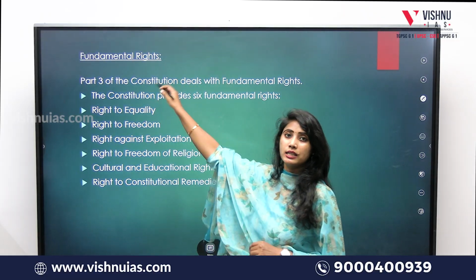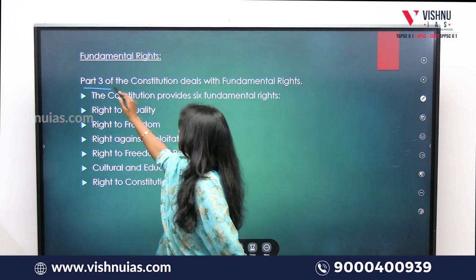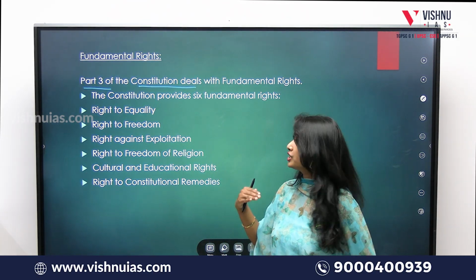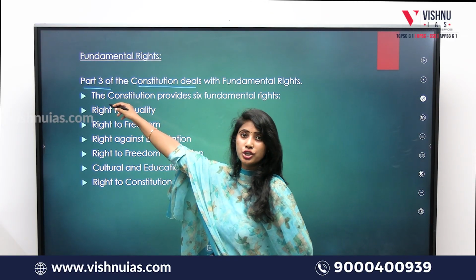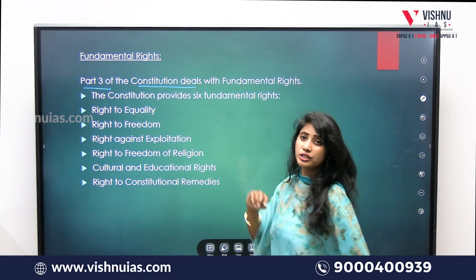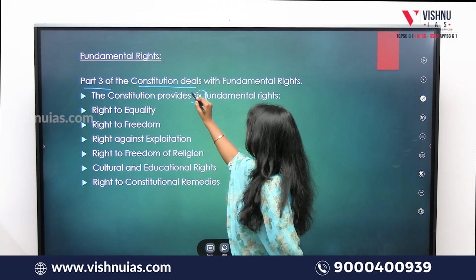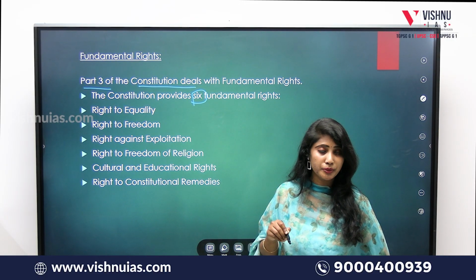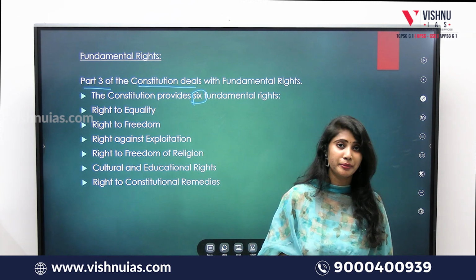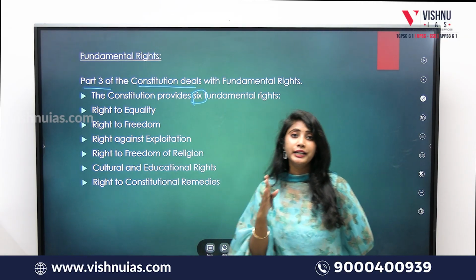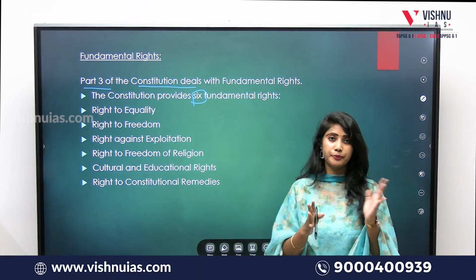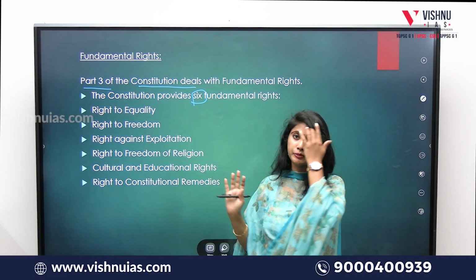These fundamental rights are mentioned in part 3 of the constitution. There are several parts in the constitution, and in that, part 3 deals with the fundamental rights. Remember this. And this constitution provides 6 fundamental rights. How many fundamental rights are there in our constitution? You have to say that 6 fundamental rights are present. Initially, there used to be 7 fundamental rights, but later on, right to property, which was previously a fundamental right in the constitution, has been deleted from the fundamental rights.